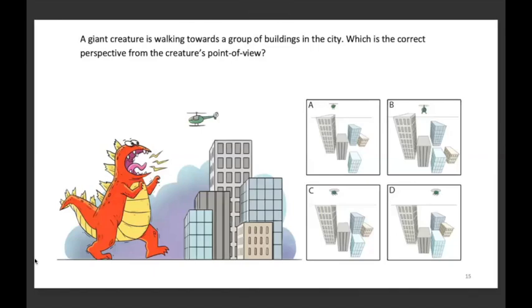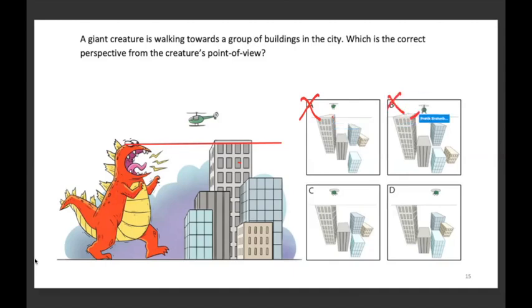A giant creature is walking towards a group of buildings in the city. Which is the correct perspective from the creature's point of view? In this case, if you observe creature's eye level, it happens here. Which means कि आपका जो टॉप सबसे बड़ा वाला बिल्डिंग है ये वाला, उसका आपको टेरेस नहीं दिखेगा. सो ए इज रॉन्ग जहां पे टेरेस दिख रहा है, और बी इज ऑल्सो रॉन्ग जहां पे वो टेरेस दिख रहा है.